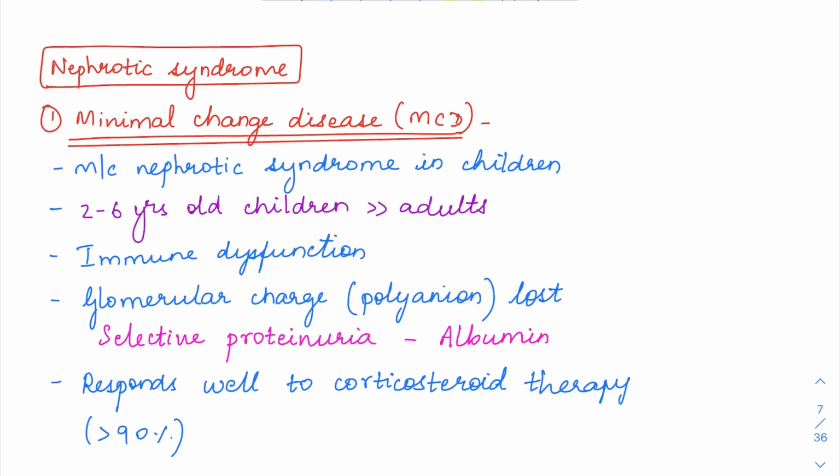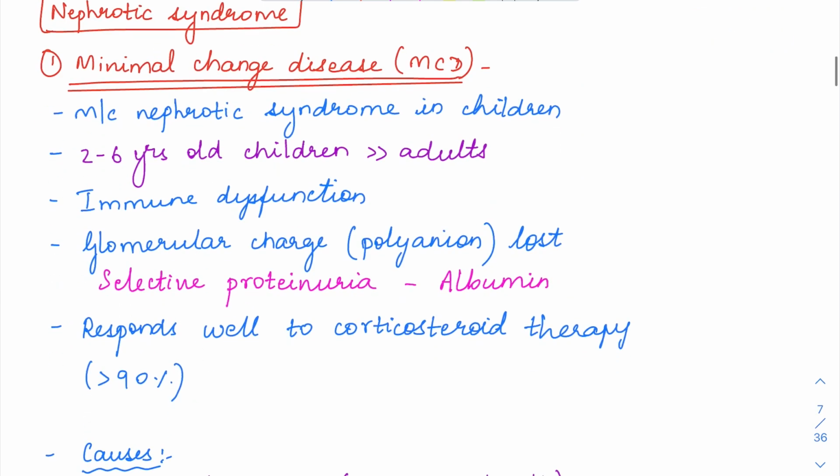Next, we'll move on to nephrotic syndromes. Under nephrotic syndrome, the first and most common one is minimal change disease. As the name suggests, there is very little change in the glomerulus as such. That is why it is called minimal change disease.